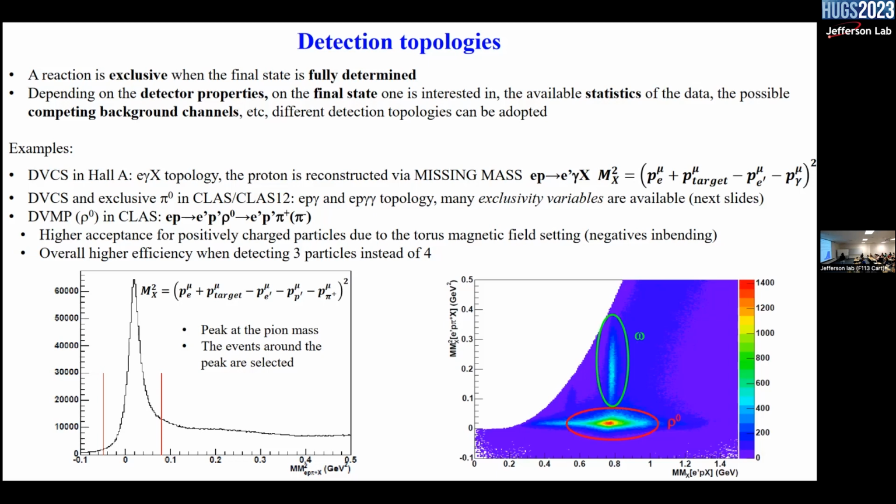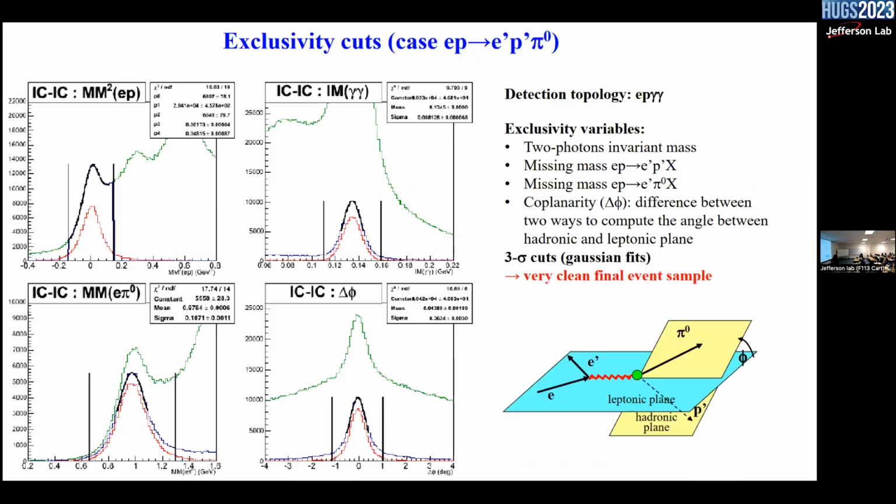And then there is also the omega that has a similar mass to the rho zero, but a different decay mode. There is an extra pi zero. And you see how the two regions are clearly separated. The omega is here, and the rho zero mass is where the pi minus mass is. So this is a way to ensure exclusivity, and on the other hand, keep as much statistics as possible by only detecting 3 particles out of 4.